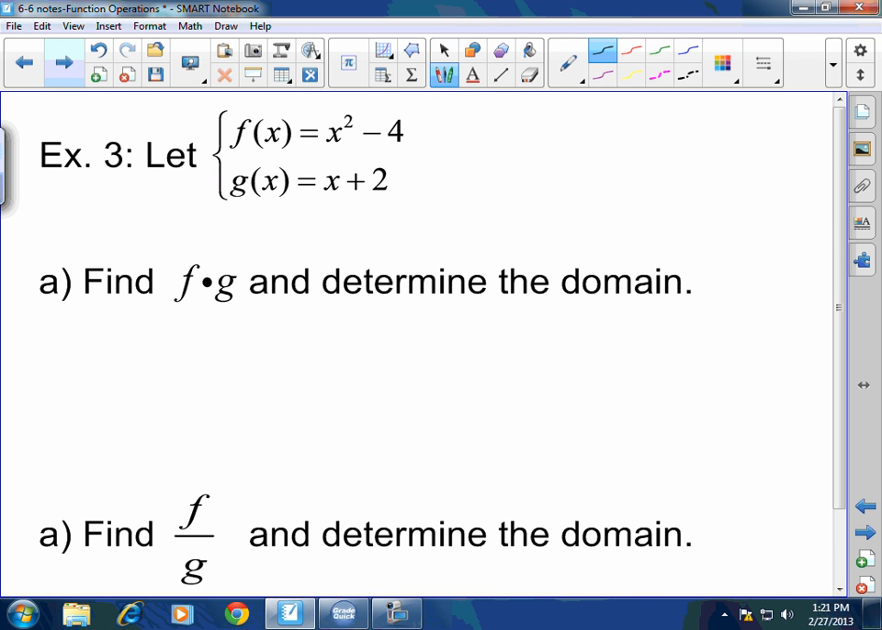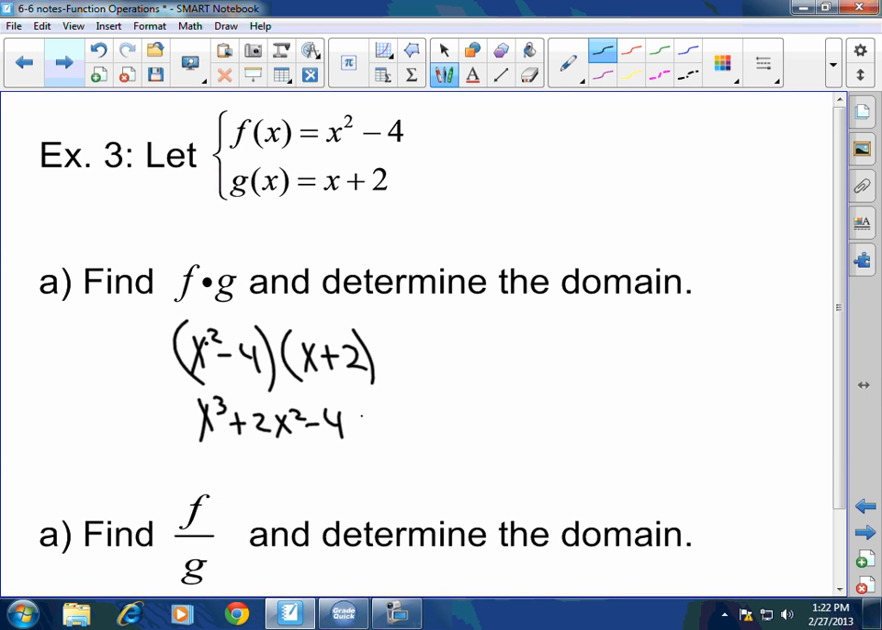Now, let f of x equal x squared minus 4 and g of x equal x plus 2. I want f times g. Okay. So I got x squared minus 4 times x plus 2. We know how to FOIL. It's going to be x cubed plus 2x squared minus 4x, but minus 8. And look at that. That's beautiful. Done.